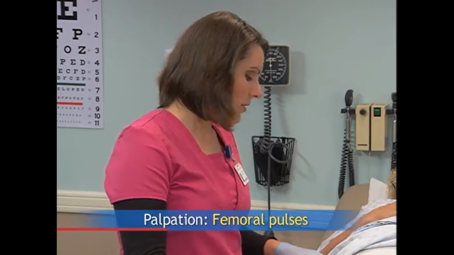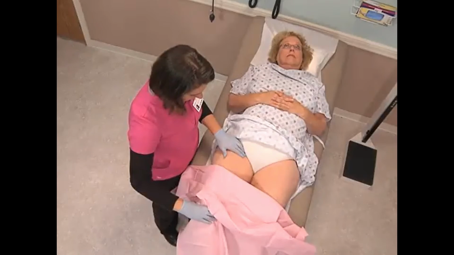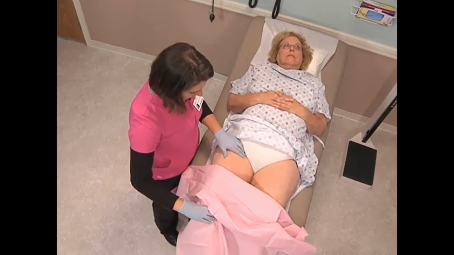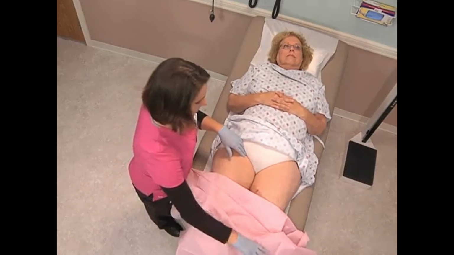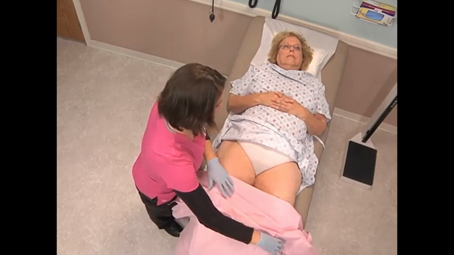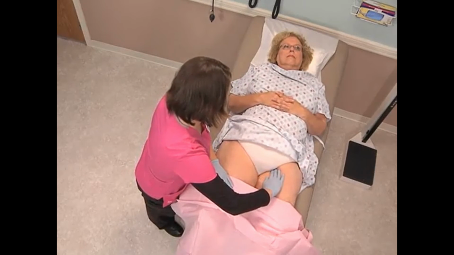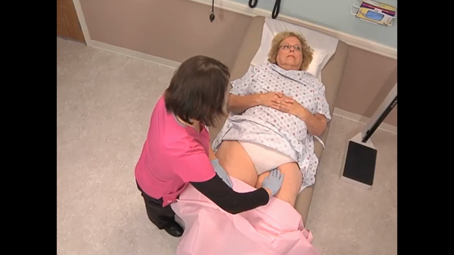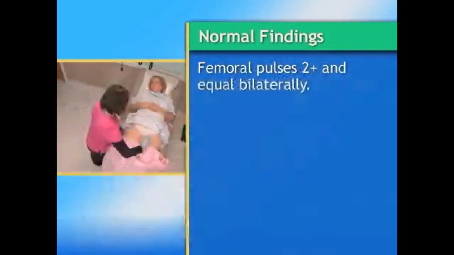Go ahead and bend your knee for me a little bit. Press slowly but deeply using both hands if necessary. Then slowly release the pressure until you feel the femoral pulse. Repeat on the opposite leg and compare amplitude. Femoral pulses 2+ and equal bilaterally.